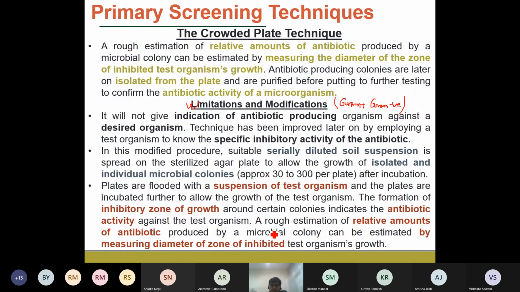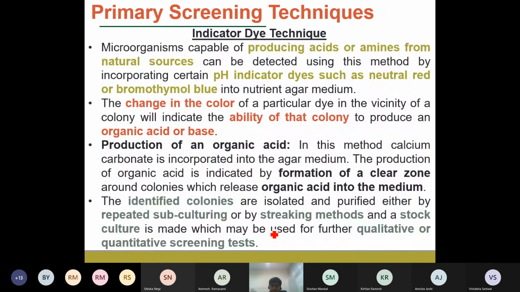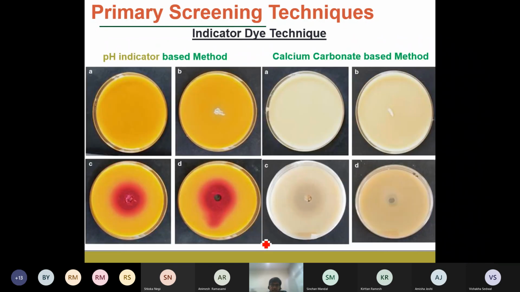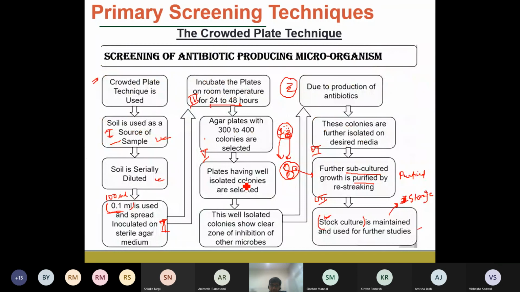Anyway, so we looked into the crowded plate technique, and then comes another technique, which is called the indicator dye technique. We will probably stop here in today's class, and next class we will see how we use these indicator dye techniques, using dyes which generate some sort of color when a particular metabolite is produced, and that can be used to screen out the microorganisms responsible for the production of that particular metabolite. If no one has questions, let us continue our discussion on these primary screening techniques in the next class.